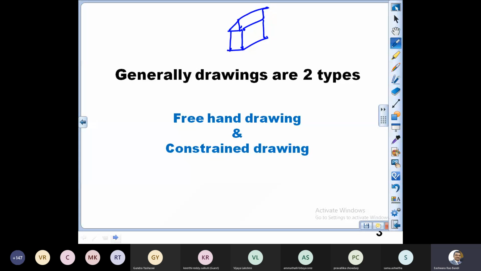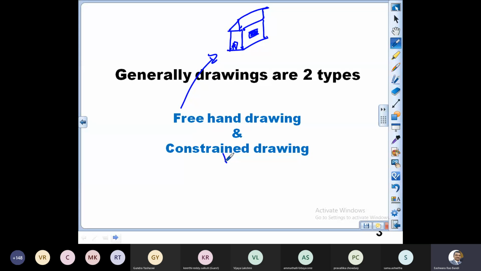This is how a kid draws a house, isn't it? And this will be a door and this will be some window. Like that he will draw. And there will be no dimensions or shapes or whatever it is. He draws it freehand. That means no lengths are mentioned and no specific dimensions or angles are mentioned here. Just he has drawn a house or a hut. This is called freehand drawing.